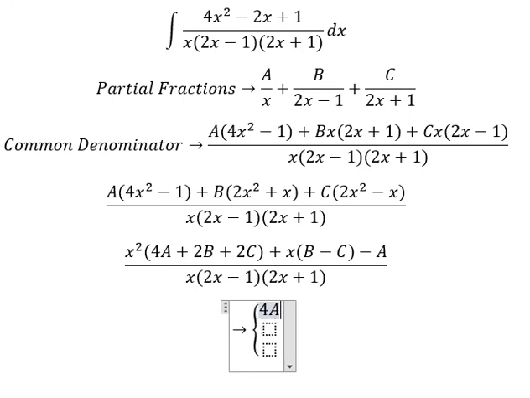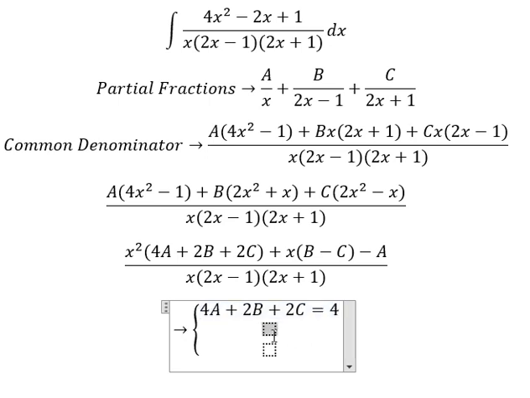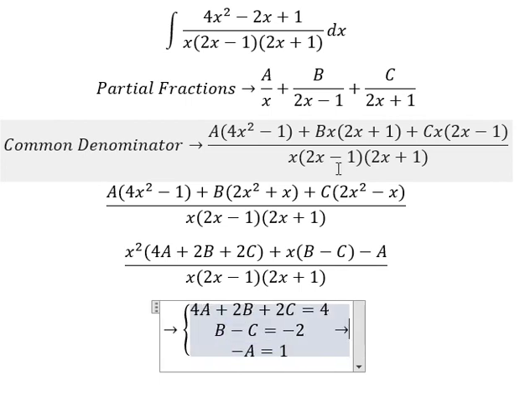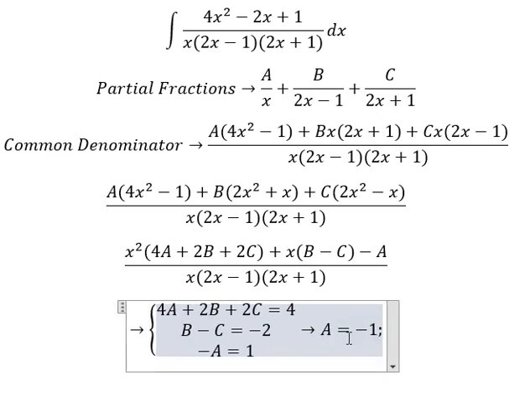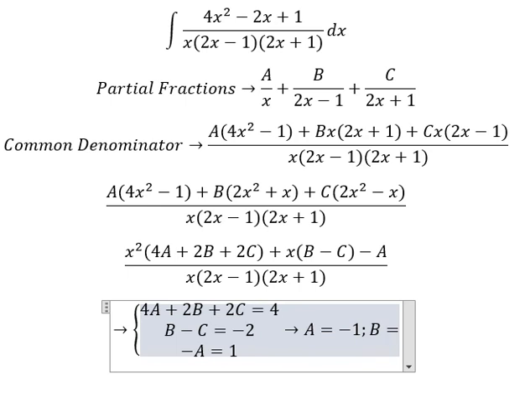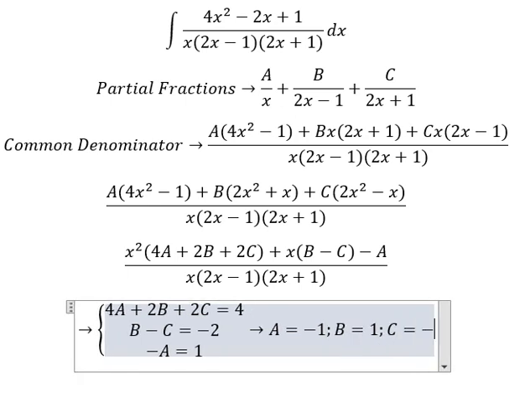So we have 4a plus 2b plus 2c equals 4. b minus c equals negative 2. And the last one, negative a equals 1. And we can find the solution of a, b, c. So we get a equals negative 1. b equals 1. And c equals negative 3.